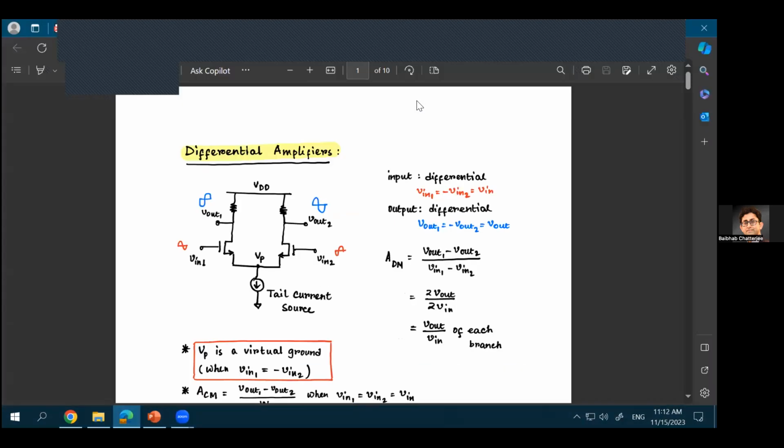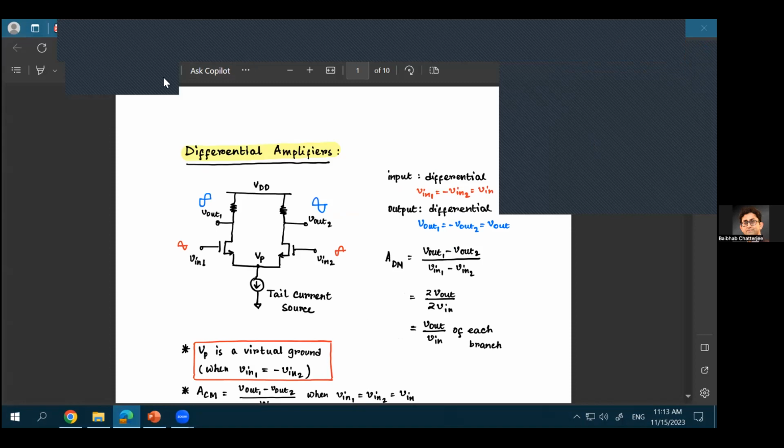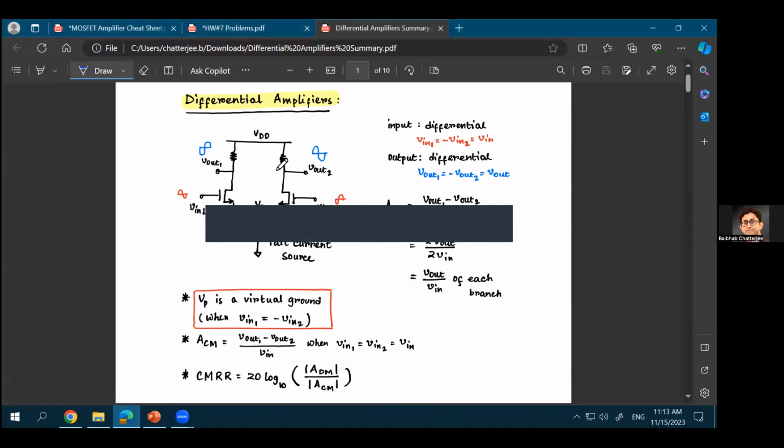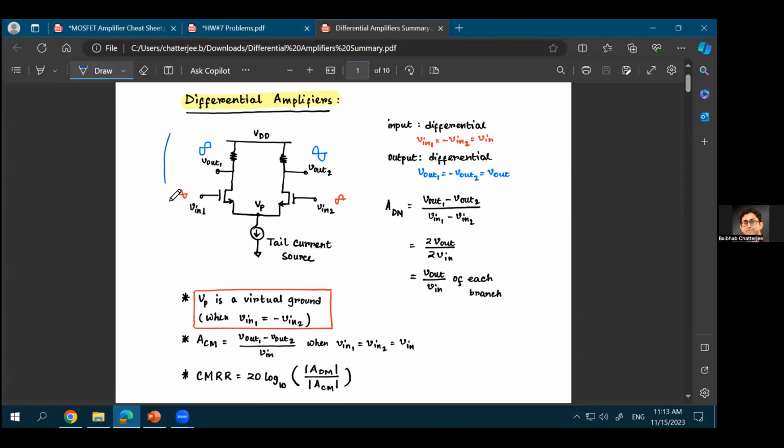Okay. So for differential amplifiers, again, this summary document is uploaded in your campus. What we really have for your differential amplifiers is one common source amplifier on the left side, and another common source amplifier on the right side. Your inputs are differential versions of each other. That means they have 180-degree opposite phases. The outputs will also have 180-degree opposite phases.